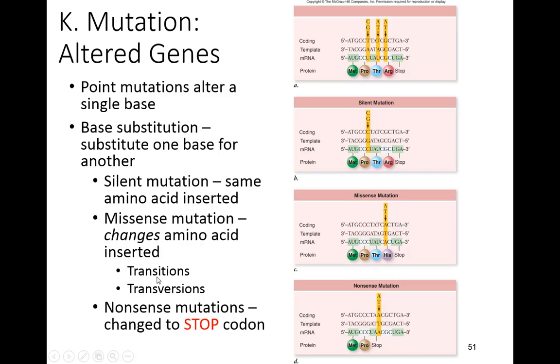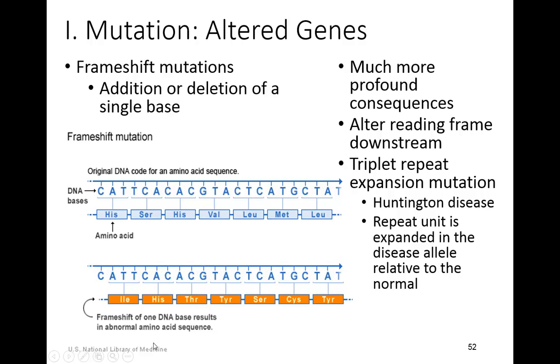And this will lead to either a transition or a transversion. A nonsense mutation is where it's changed to a stop codon, and that will cut the polypeptide short and will be non-functional as well, usually.